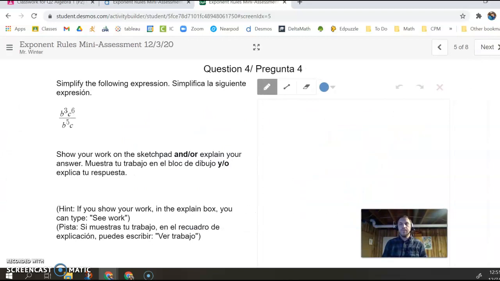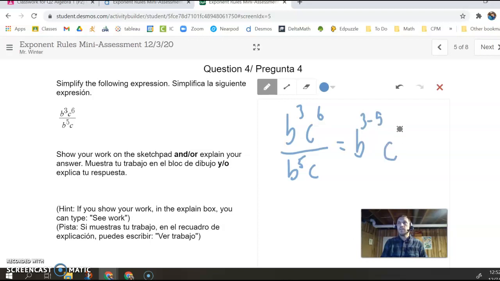Here's question 4. This one was a little trickier for some of us. This is a quotient, right? So we have b to the 3rd over b to the 5th and c. So b to the 3rd, c to the 6th, b to the 5th, c to the 1st. And so remember, quotient rule says we can subtract our exponents. So we have 3 minus 5 and 6 minus 1. If there's no exponent, remember it's 1. And you get b to the negative 2nd, c to the 5th.